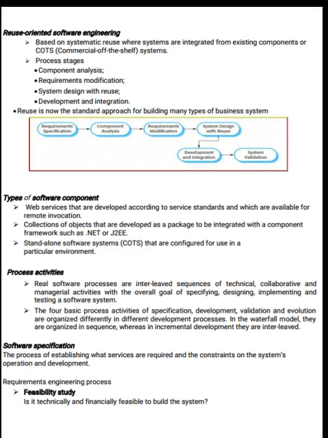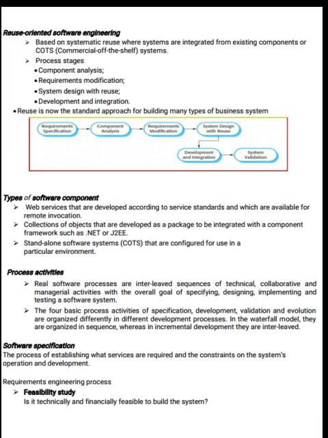Now let us see process activities. Real software processes are interleaved sequences of technical, collaborative and managerial activities with the overall goal of specifying, designing, implementing and testing a software system. The four basic process activities of specification, development, validation and evaluation are organized differently in different development processes. In the waterfall model, they are organized in sequence, whereas in the incremental model, they are interleaved.